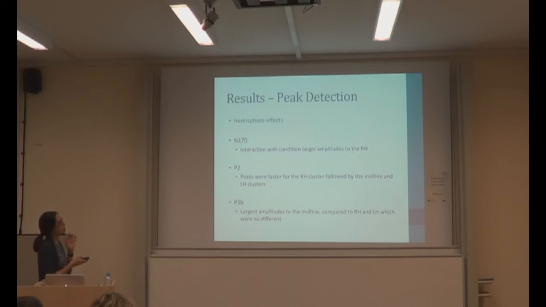Okay, I haven't put the stats on for the hemisphere effects because that wasn't our primary interest, but we did replicate previous findings that found larger amplitudes for the N170 in the right hemisphere. The P2 peaks were faster in the right hemisphere, and for the P3B, the largest amplitudes were on the midline compared to the other two hemispheres.